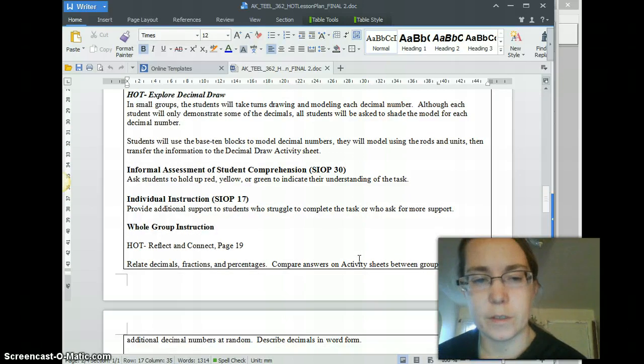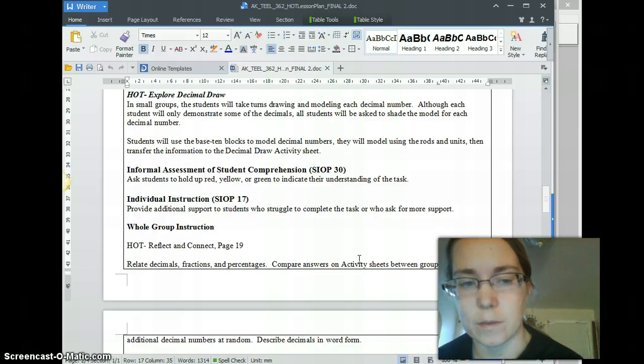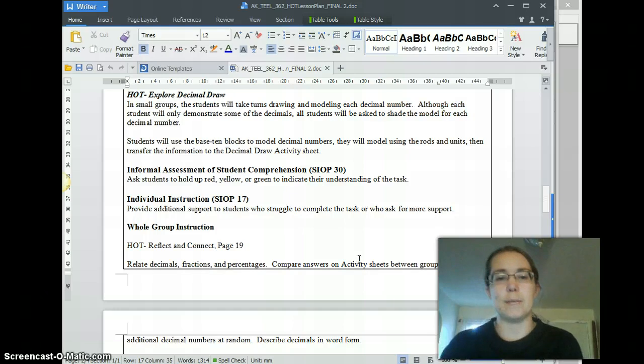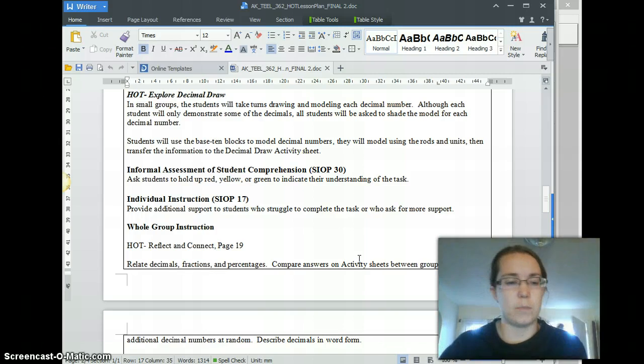After about the first 2 or 3 minutes, I asked the students to hold up their red, yellow, or green slips to show me their understanding of the task. For any students that held up red or yellow, I made sure to stop by their groups and discuss with the whole group, not just the individual student, the process for identifying the place value of the number and using that to determine the decimal model.